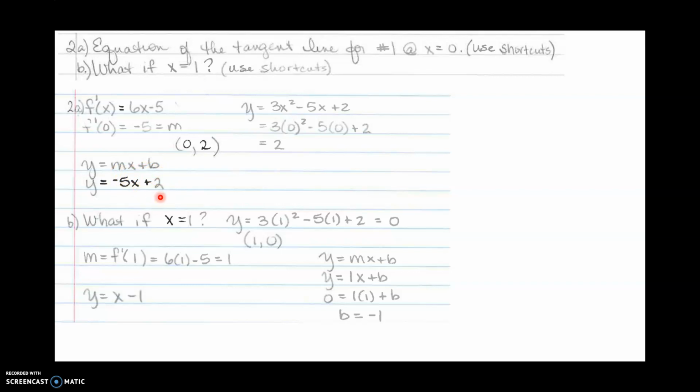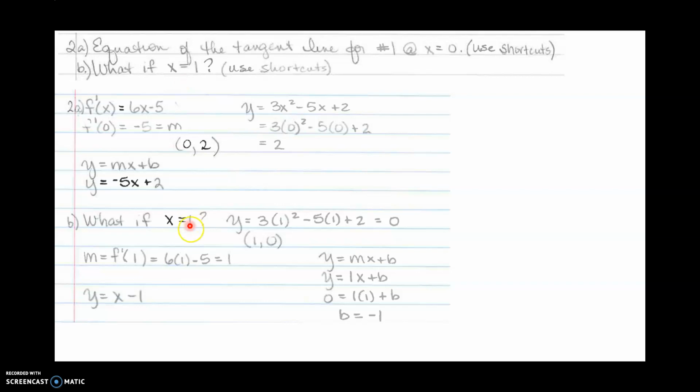What if they didn't give me the y-intercept though? If we weren't asked to find this at 0, if we were asked to find it at any other point, we would need to do that a little differently. So let's look at that. All right, so to begin with, they asked me to find the equation of the tangent line at x equals 1. They did not give me the y value.